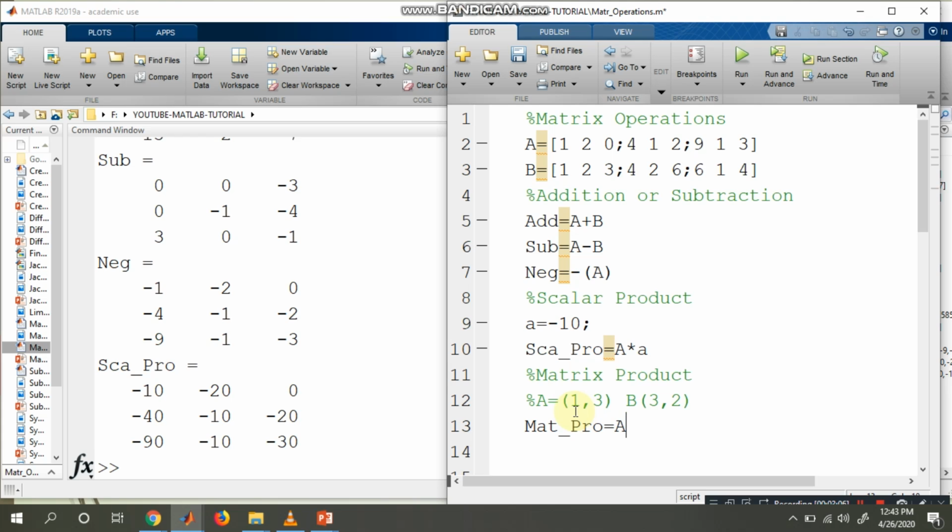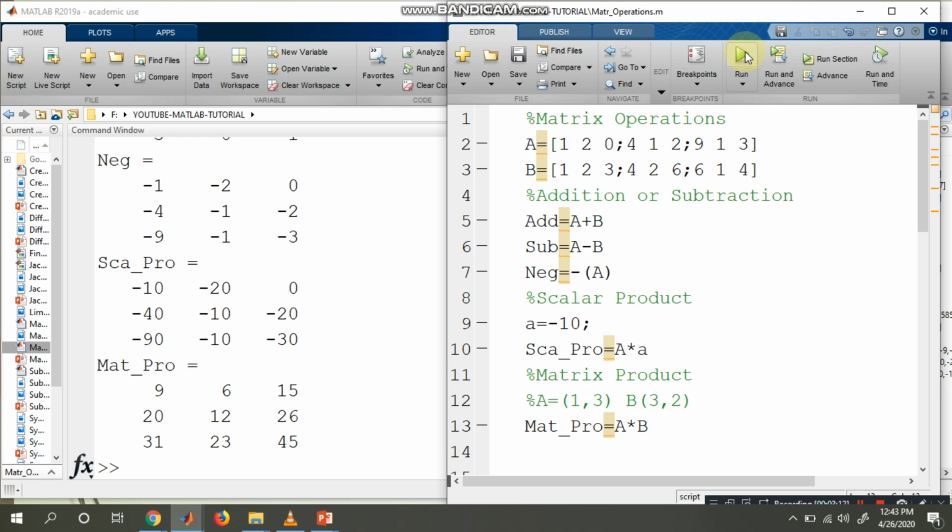For the matrix product, simply take A star B. Observe here, A star B. It will give the matrix product. See here, this is the matrix product.